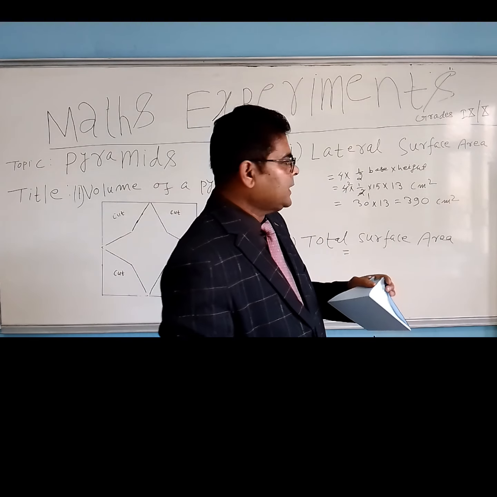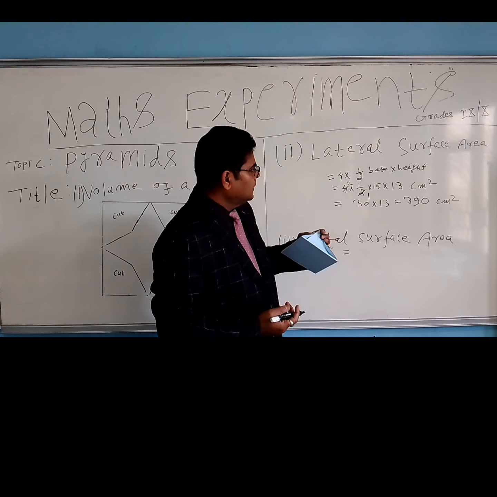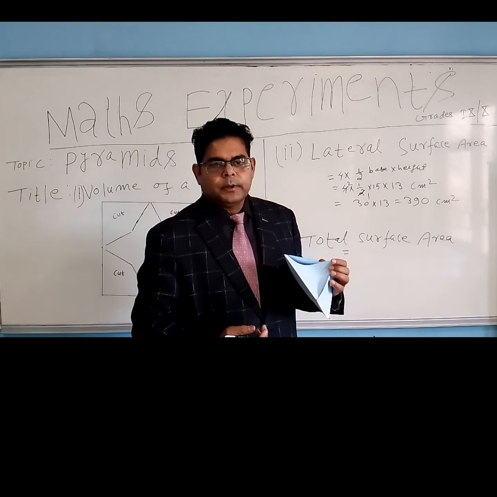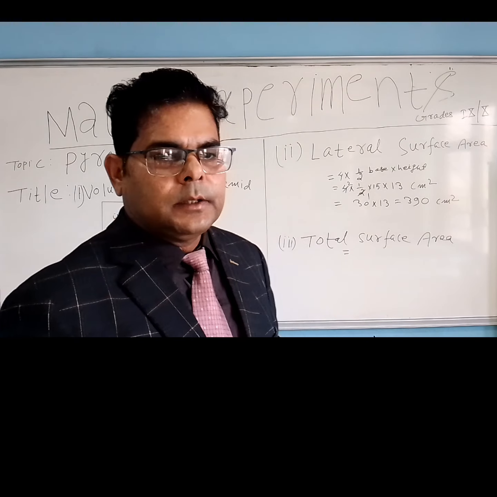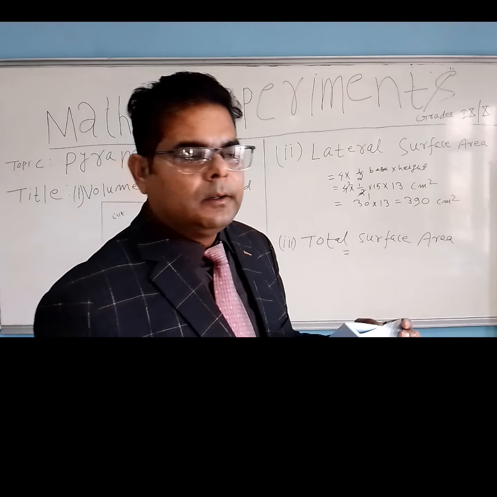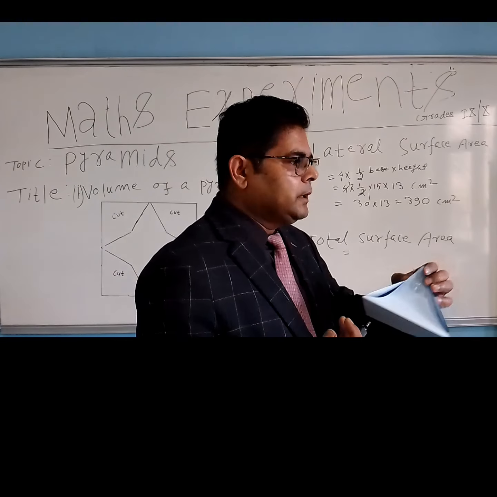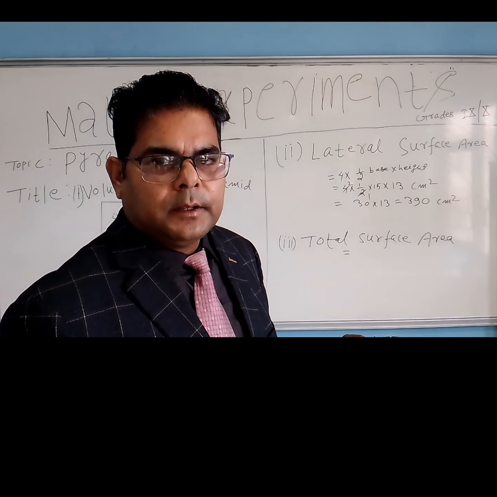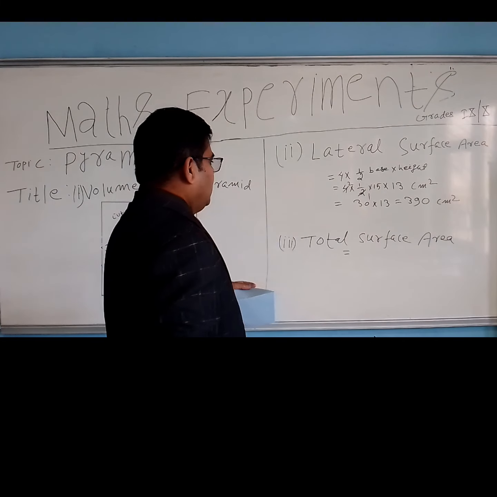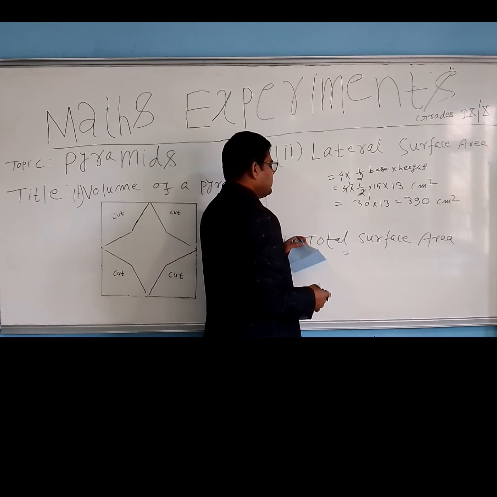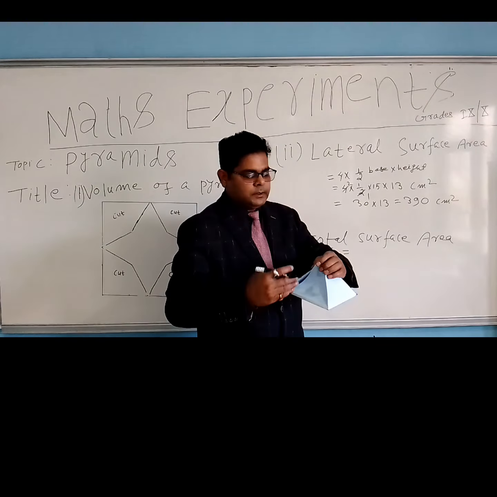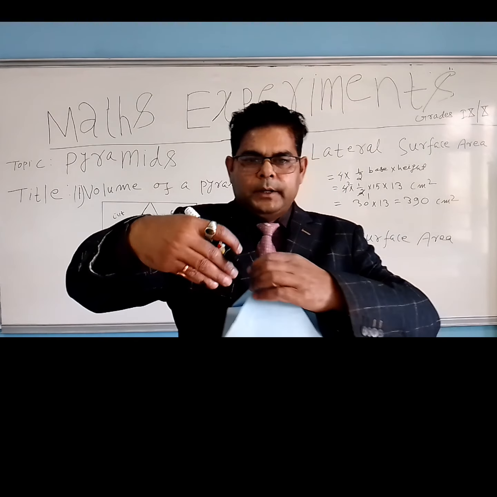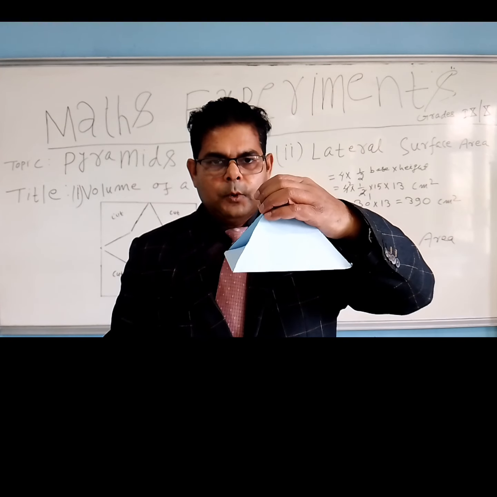Otherwise, in the area formula, you just observe the nature of the triangle. If it is an isosceles triangle, you can apply the formula for the isosceles triangle to calculate its area, and if it is an equilateral triangle, then you can apply the formula to calculate the area of the equilateral triangle. And now we are talking about total surface area.